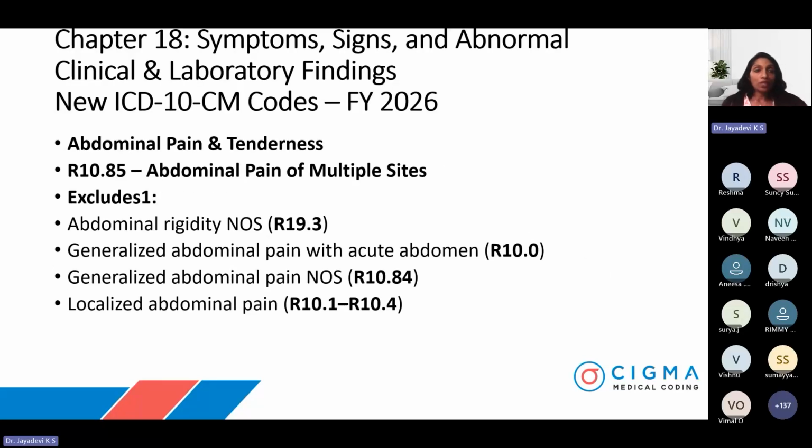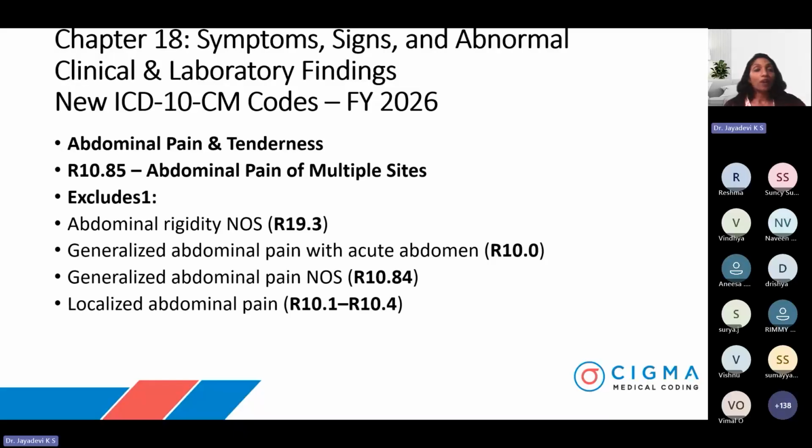Now, chapter 18. Here you're going to deal with many codes, that is symptoms, signs, abnormal clinical and laboratory findings. New ICD-10 code, the abdominal tenderness. See, there was actually no code for tenderness. You know what tenderness is? It's a pain that is generated only while palpation or pressure is applied. That's tenderness. That's entirely different from the common pain.